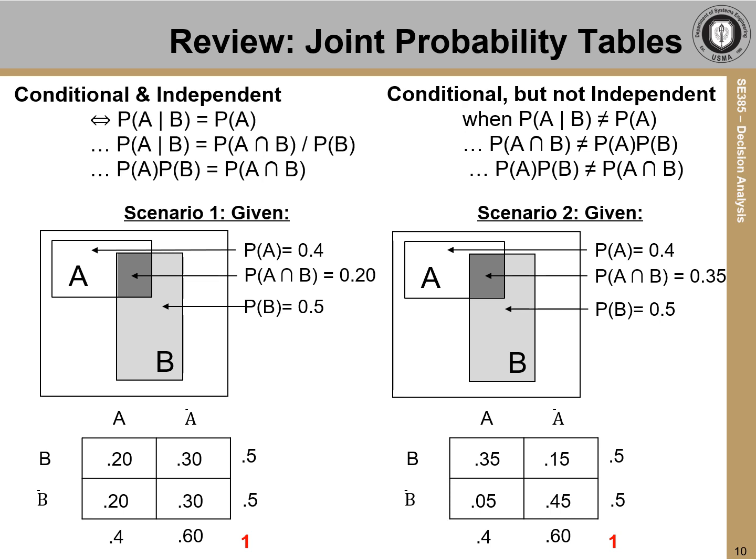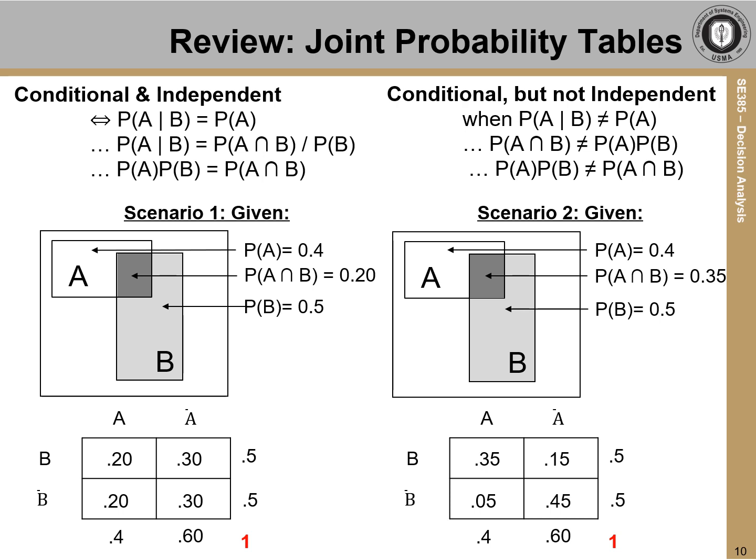Over on the right, we see scenario 2. Here we see a case where they are not independent because the probability of A intersect B is 0.35. It would need to be 0.2 if they were independent. So looking at our joint probability table, we can set it up almost identically to how we just did it, but the numbers inside will be slightly different.